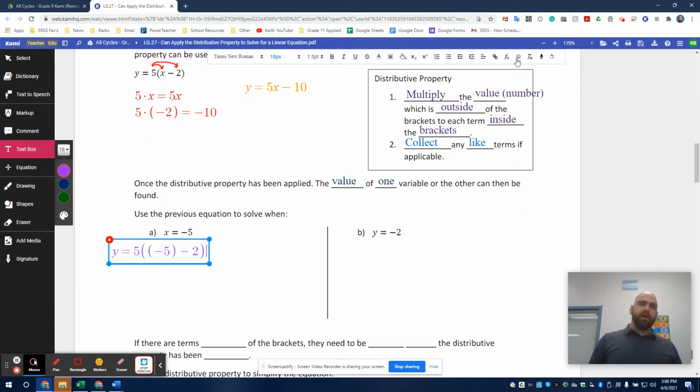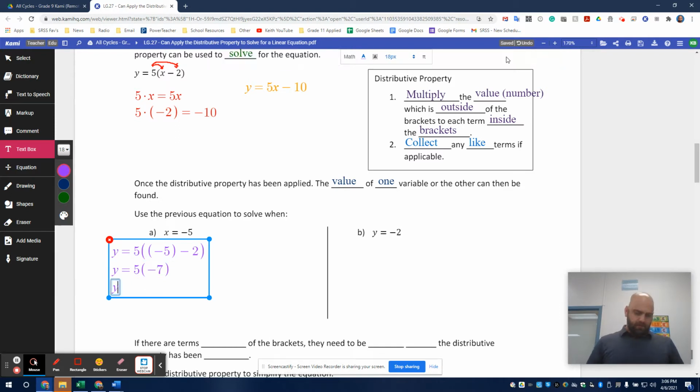Okay, so all I've done here now is I've plugged in that x value in here, and we can now solve. Negative 5 minus 2 is negative 7. And so we're going to have, and I'm going to show this to you in two different ways, we're going to have, this is going to be negative 7.